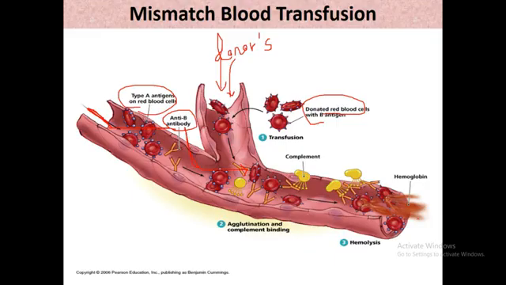This condition is known as hemoglobinemia, and whenever this free hemoglobin passes through the kidney and is present in the urine, this condition is known as hemoglobinuria. And whenever this free hemoglobin passes through the kidney, it is going to damage the structure of the kidney, and due to this there is acute renal failure, which is a serious complication of this mismatched blood transfusion.